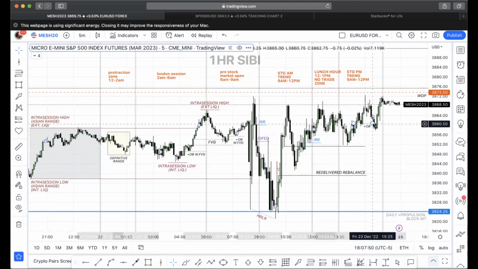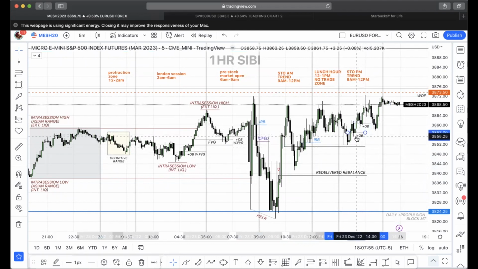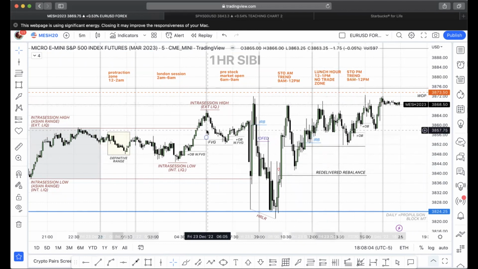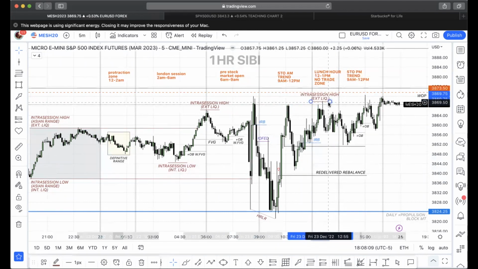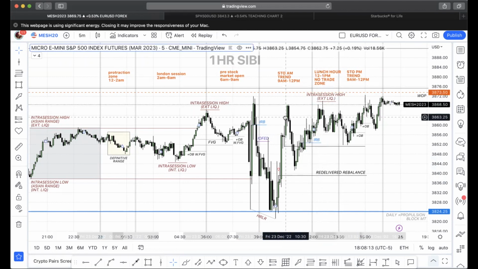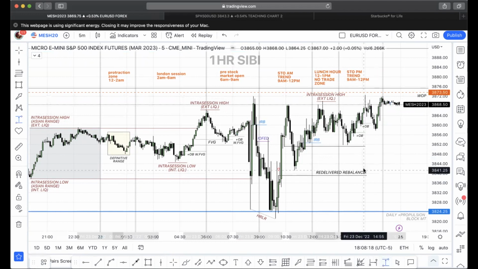Bullish order block. How many higher lows do you need to see before you take it? Bullish order block. Order block on order block on order block. Propulsion block. What are they reaching for? Intra-session highs. That's all they're doing. Boom. Once they get that, that is a fair amount of points. 15 points for an intraday scalper.